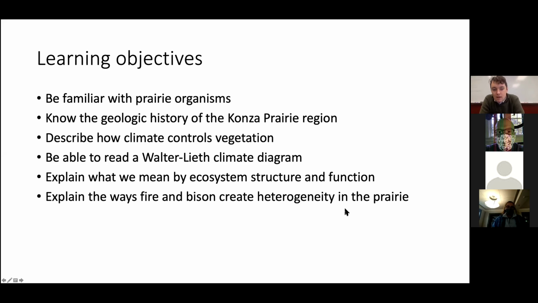And then finally, we're going to come to this concept of heterogeneity, which will be linked to the concept of scale. Scale is really important in ecology. Different patterns and processes operate at different scales, and certain patterns kind of emerge only when you look at certain scales. And heterogeneity is one of those patterns that can look different at different scales. So we'll talk about exactly what all that means.